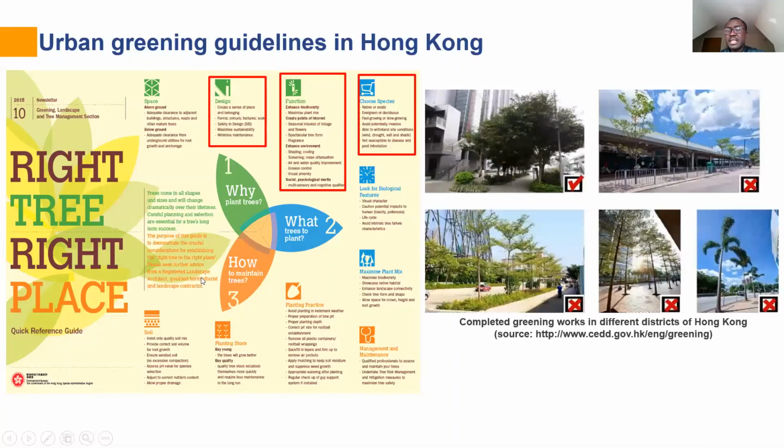But before this project was launched, some of the greenery works that were completed in terms of urban heat mitigation, we can see that some of them actually failed in their purpose. For example, if you look at some of these trees, the ones crossed are not efficient in terms of urban climate mitigation.